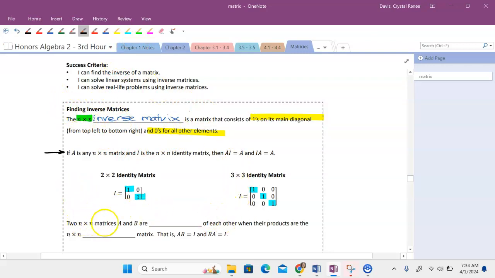So it says two n by n matrices, A and B, are inverses of each other when their product is the identity matrix. Identity. Okay, so if we multiply a matrix by its inverse matrix, we'll get an identity matrix. If we multiply a matrix by the identity matrix, it won't change. Okay, so we'll do some examples that'll make more sense.